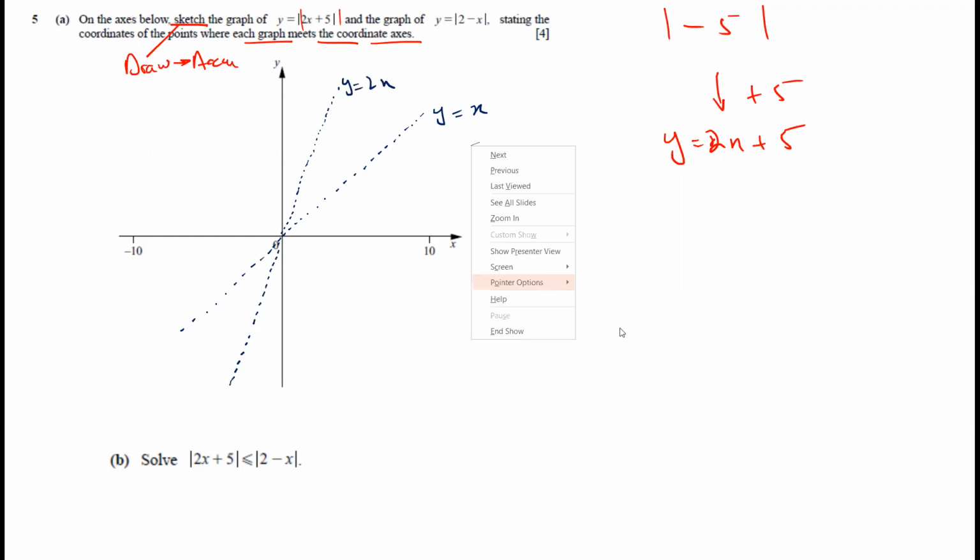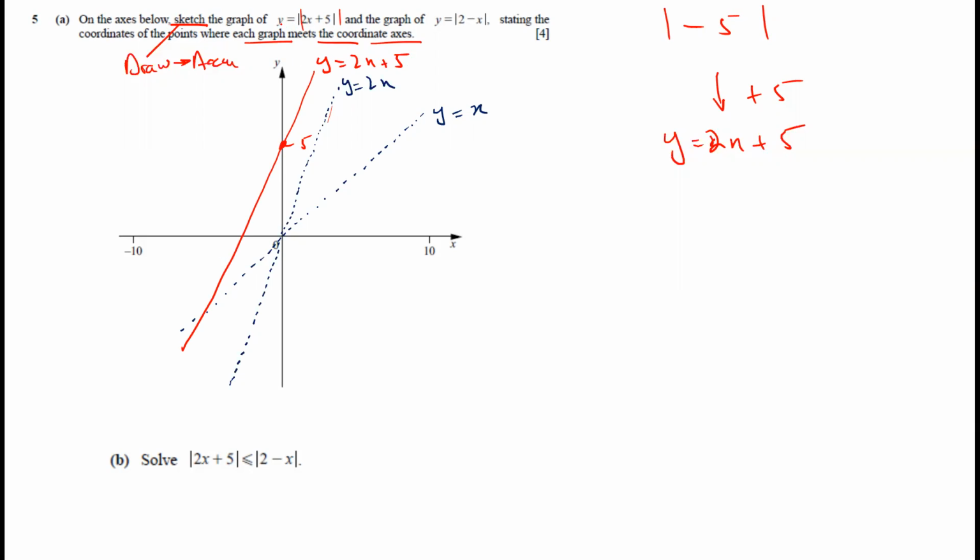And let's now use a different color. Now y equals 2x plus 5. This whole line will move up by 5 notches. So y equals 2x plus 5 is this line, because this is your y-intercept, this is your 5. So this is y equals 2x plus 5.